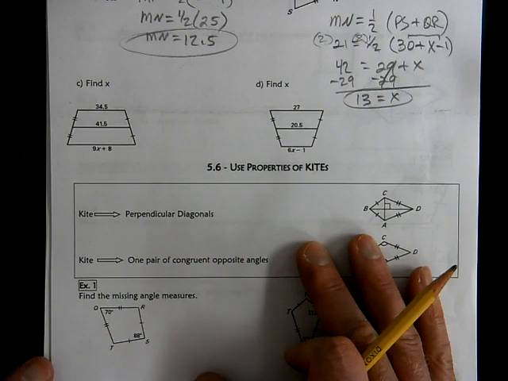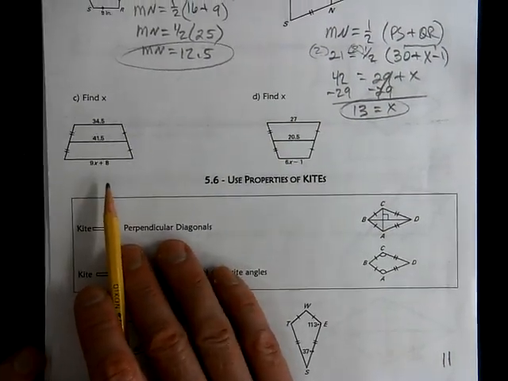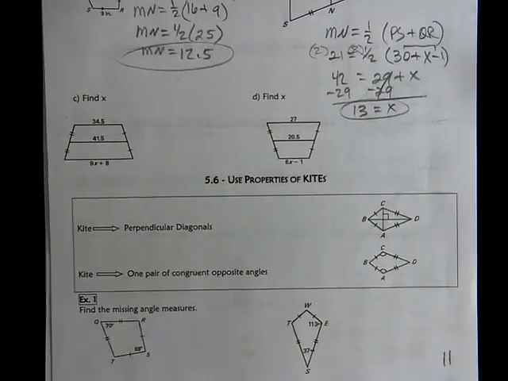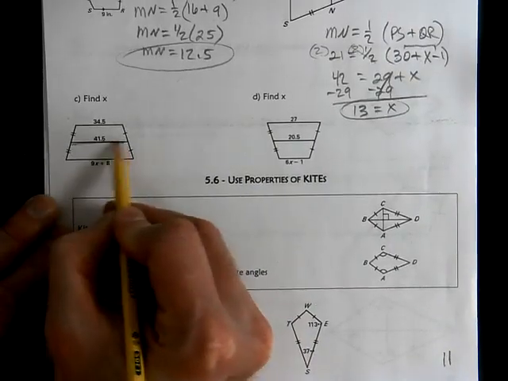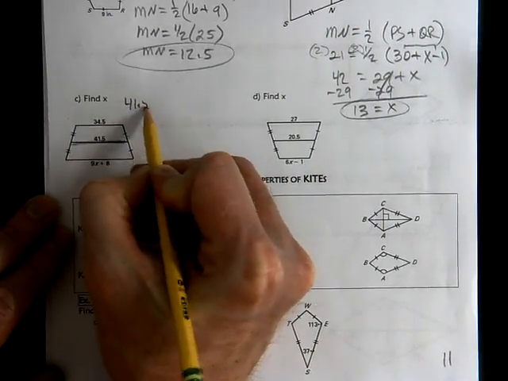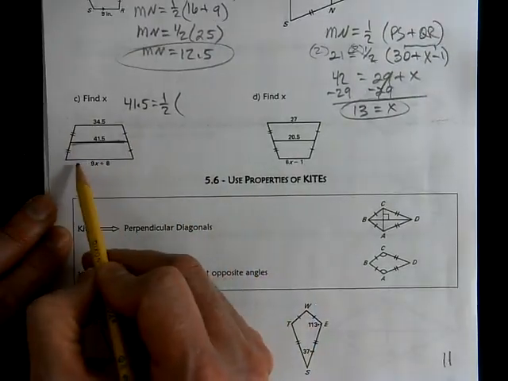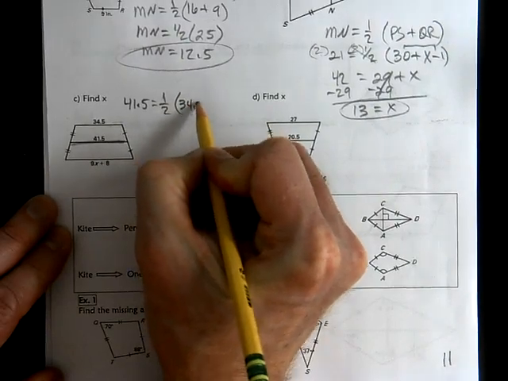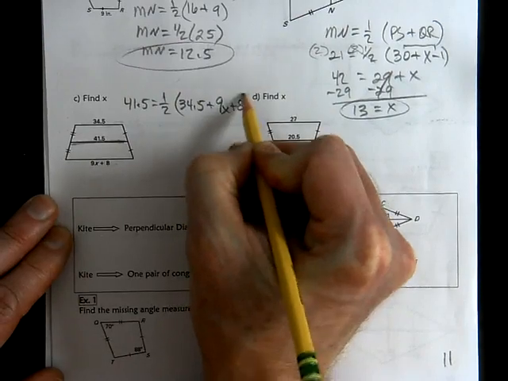Okay. So let's come on down here to letter C. What do you see? What do you think? So we know the mid-segment is 41.5, and that equals half of the two parallel sides. 34.5 plus 9x plus 8.